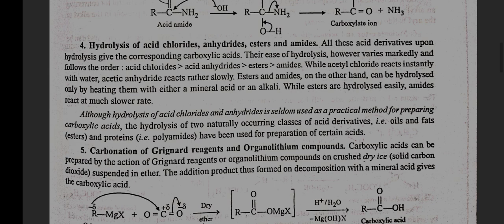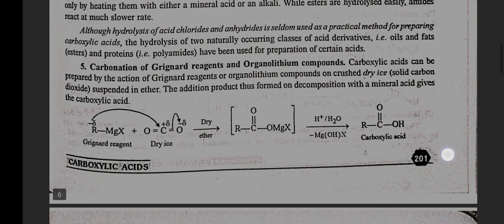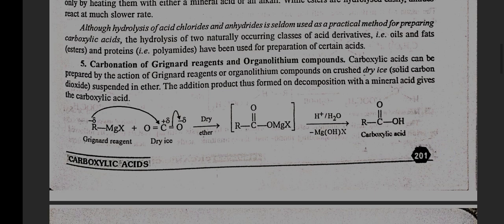Although hydrolysis of acid chlorides and anhydrides is seldom used as a practical method for preparing carboxylic acids, the hydrolysis of two naturally occurring classes of acid derivatives, that is oils and fats, and proteins, has been used for preparation of certain acids. Fifth, carbonation of Grignard reagent and organolithium compounds. Carboxylic acids can be prepared by the action of Grignard reagent or organolithium compounds on crushed dry ice suspended in ether. The addition product thus formed on decomposition with a mineral acid gives the carboxylic acid.